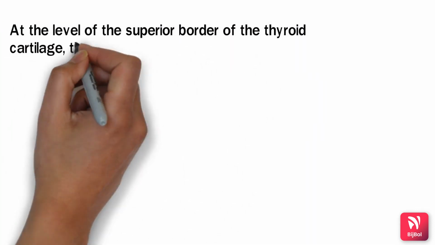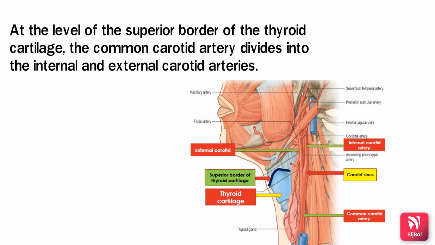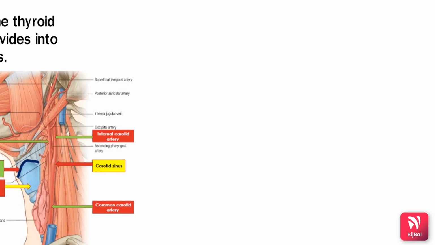Now, at the level of the superior border of the thyroid cartilage, what does it do? The common carotid artery divides into internal and external carotid artery. Remember this, as the name indicates, a carotid triangle. In the carotid triangle, it consists of the carotid artery. So, at the level of the superior border of the thyroid cartilage, the common carotid artery divides into external carotid artery and internal carotid artery. This is very important. The carotid triangle consists of the common carotid artery, which at the level of the superior border of the thyroid cartilage divides into external carotid artery and internal carotid artery.